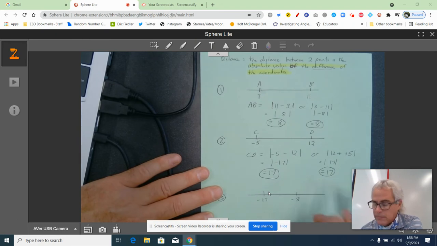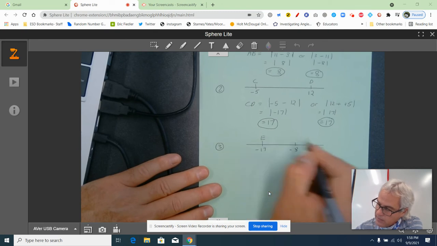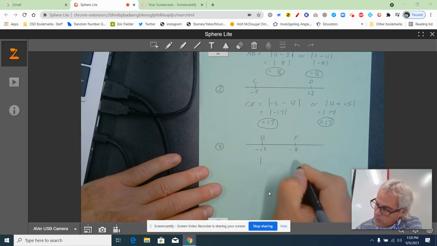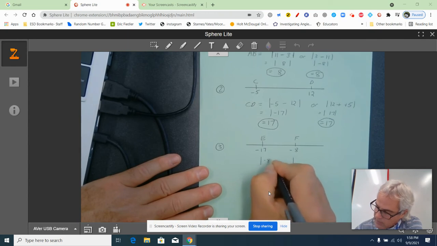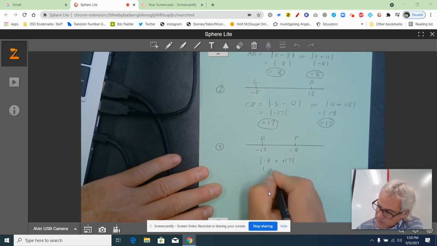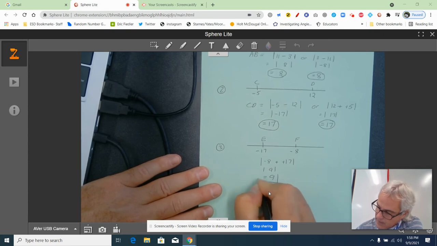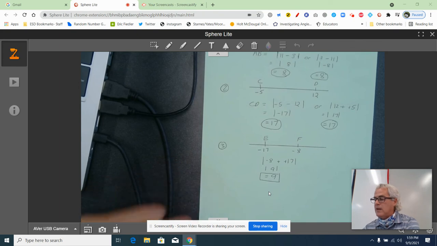Do not feel like you have to do it both ways, but you can do it both ways if you want to check. Here's our last one. Let's call this E, and I'll call this F. Absolute value of the difference between the two coordinates, and I'll call negative 8 minus a minus 17. Minus a minus makes it a plus. Negative 8 plus 17 is equal to 9. And then I get EF is equal to 9. If you want to check that, do it the other way, you're welcome to do that. If you take my word for it, the answer I'm certain is correct.